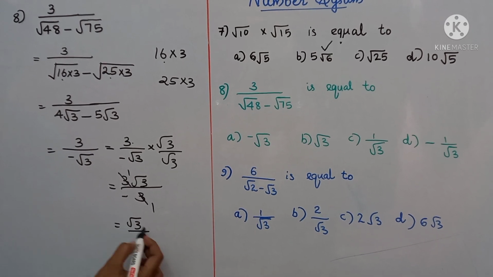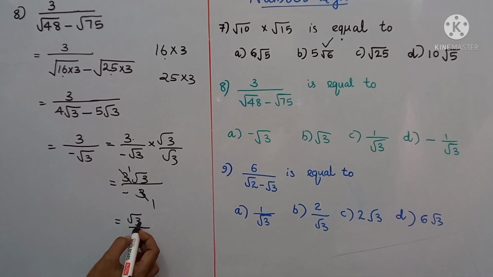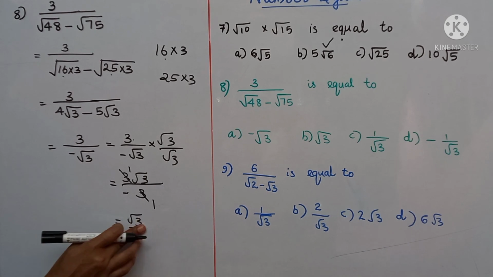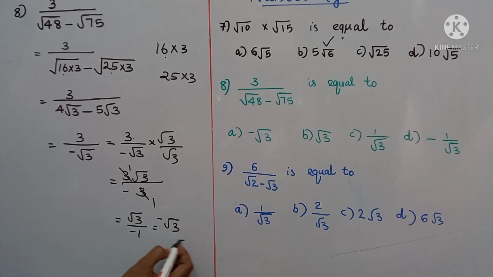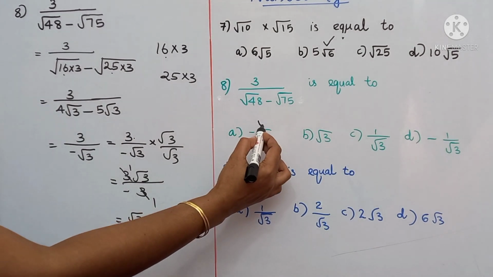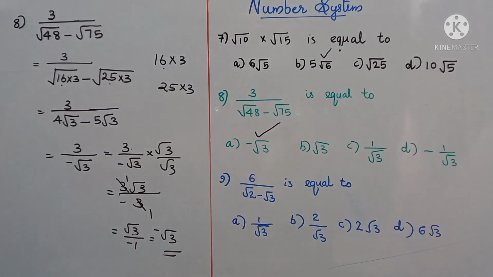by minus 1, that is equal to minus root 3. Root 3 divided by minus 1 is equal to minus root 3. This is the answer. And from here we can see that the answer is A, minus root 3.